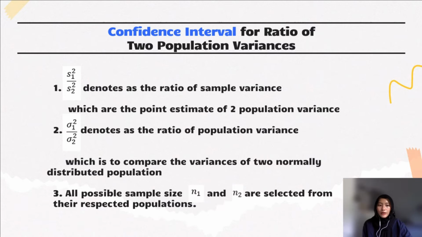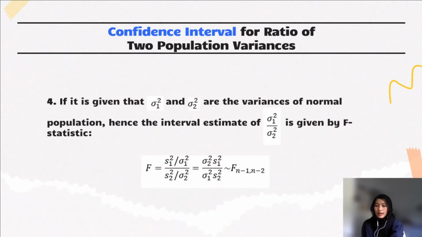Number 3, all the possible sample sizes n1 and n2 are selected from their respective populations. Last but not least, number 4, if it is given that sigma squared 1 and sigma squared 2 are the variances of normal populations, then the interval estimate of sigma squared 1 over sigma squared 2, which is the ratio of population variances, is given by the F statistic noted below. This F statistic follows the F distribution with degrees of freedom n1 minus 1 and n2 minus 1.